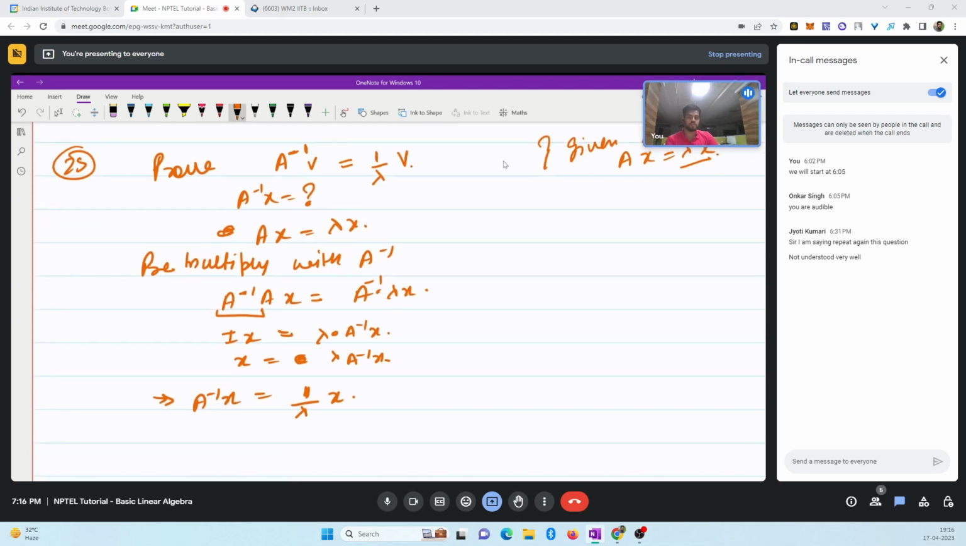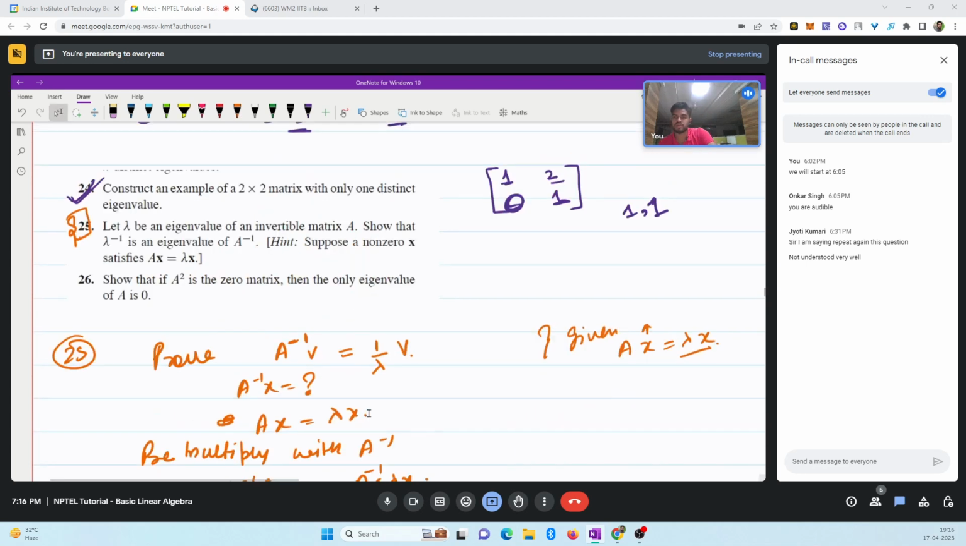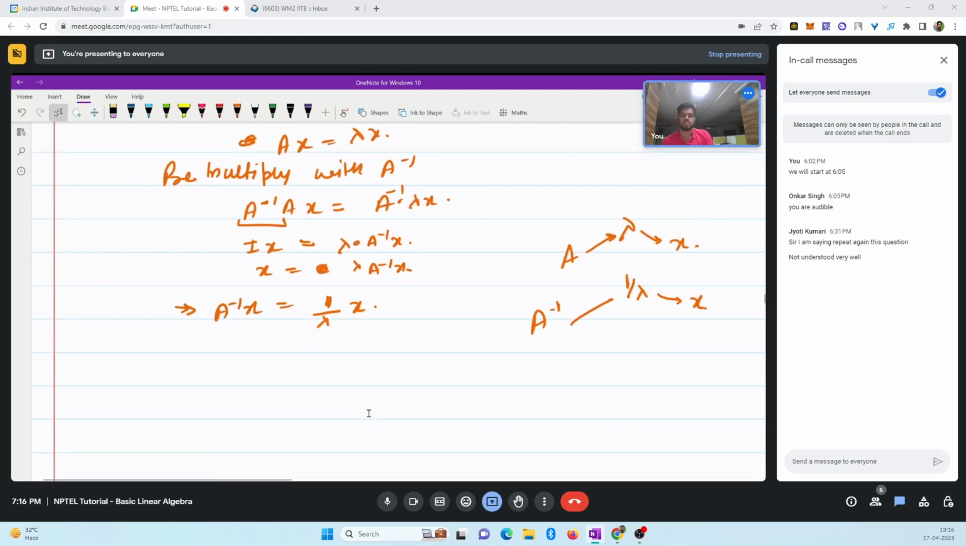Yeah. So what does this mean? That if A has eigenvalue lambda and corresponding eigenvector x, then A inverse has 1 by lambda as its eigenvalue for the same eigenvector x. Okay. One more thing that I have not included here, but you should remember is that your A and A transpose have the same set of eigenvalues.